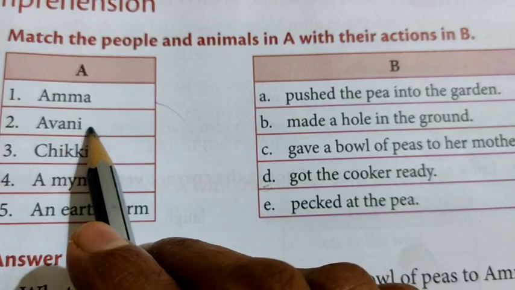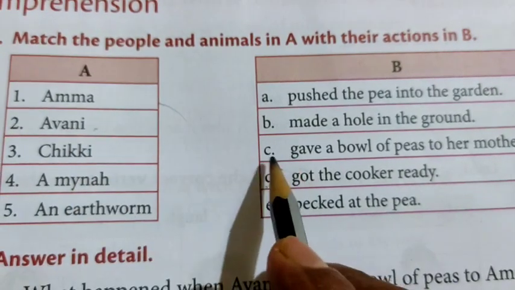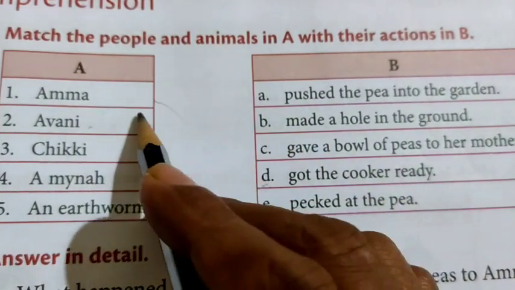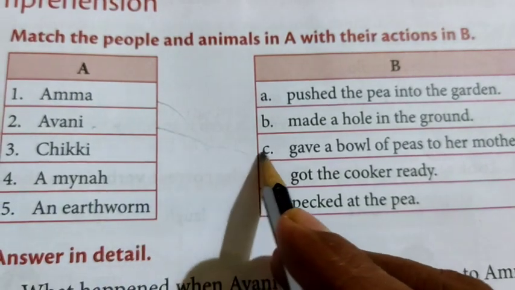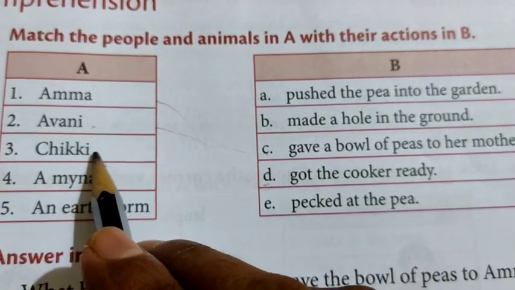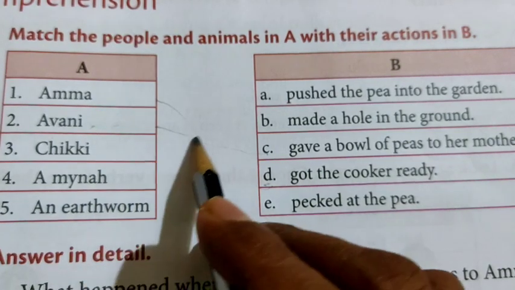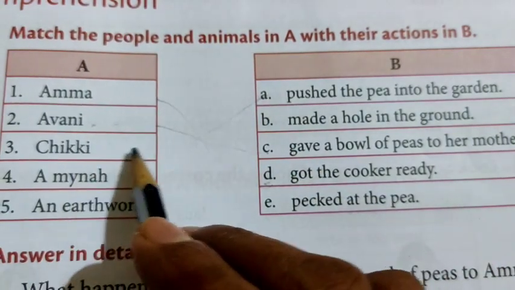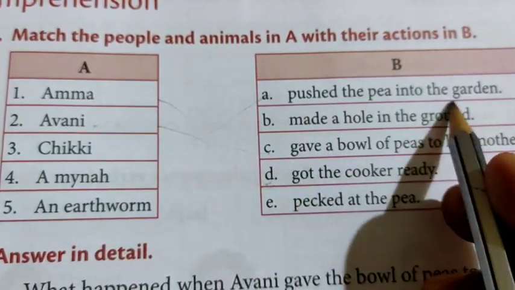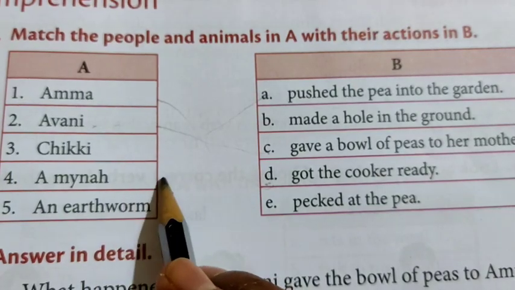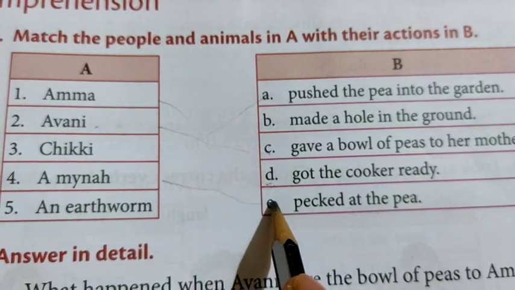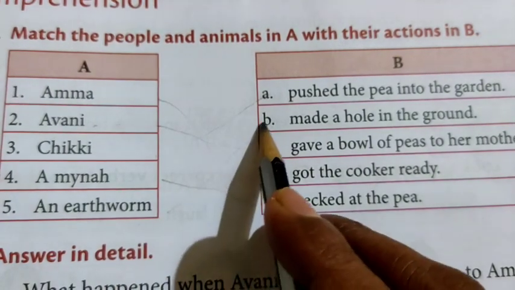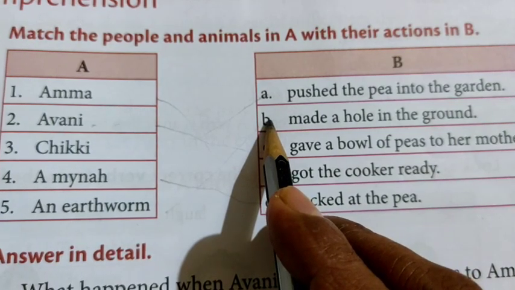Next one, Avani. Avani, of course, gave a bowl of peas to her mother. Okay, join Avani with C. Next, Chikki. Chikki, the cat, pushed the pea into the garden. Ammaina. Yes, it's here, pecked at the pea. An earthworm made a hole in the ground.